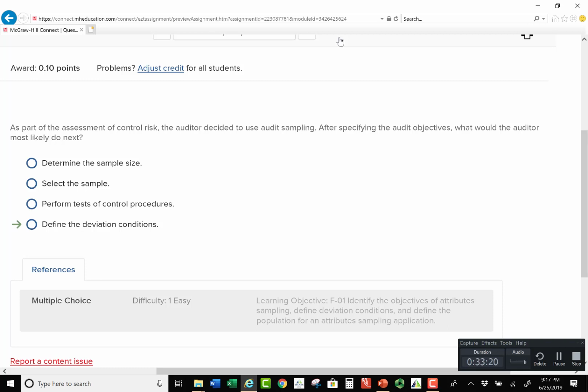I use a less effective procedure. I can use an analytical procedure as opposed to having to send out all these confirmations externally, large sample sizes, etc., right? Okay, so when you're looking at the control, you're looking at how that control lines up with the assertion, right?